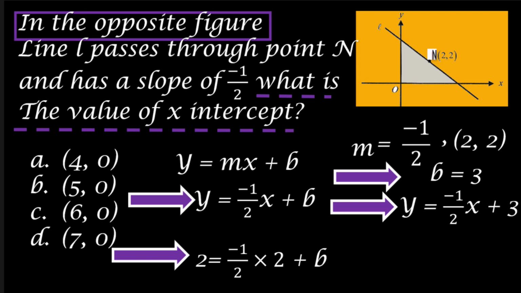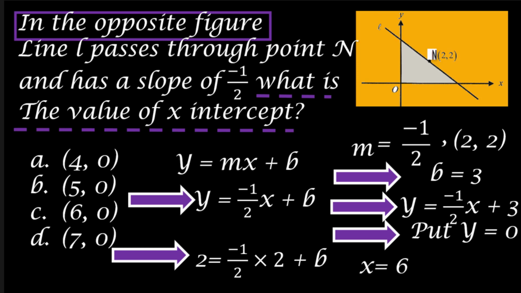He is asking about the x-intercept. To find the x-intercept, put y equals 0 in the equation. We get x equals 6. So the x-intercept is 6, 0. The correct answer is option C.